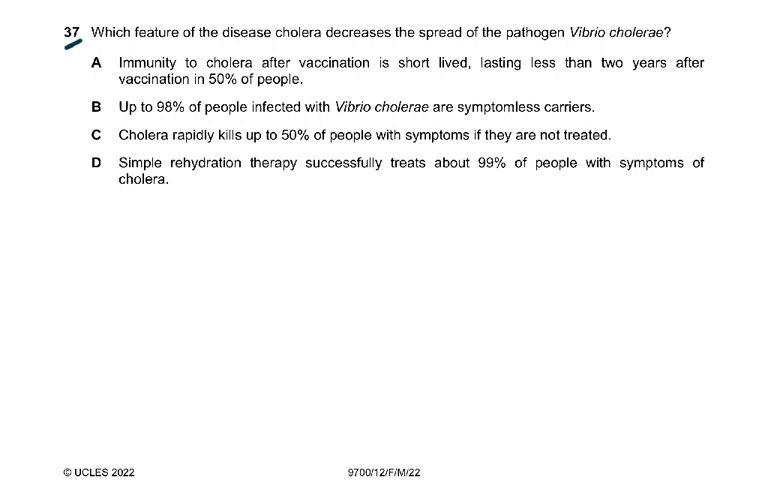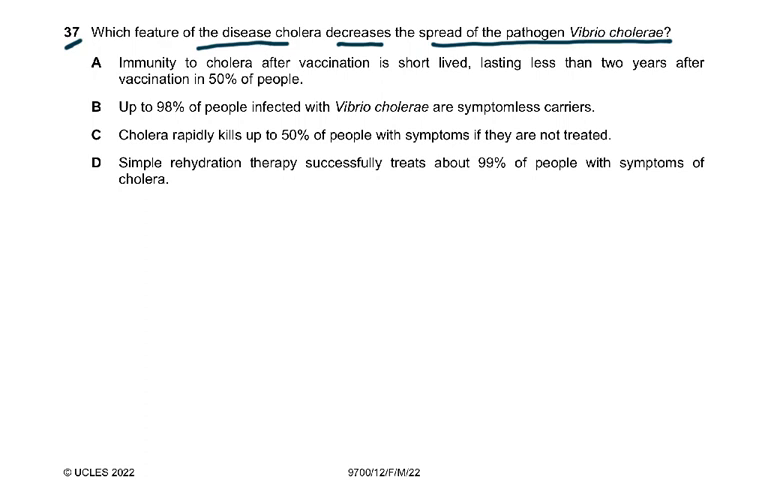Question number 37, which feature of the disease cholera decreases the spread of the pathogen Vibrio cholerae? So if somebody has cholera, what happens which will decrease the spread? Number one, A, immunity to cholera after vaccination is short-lived, lasting less than 2 years after vaccination. This will of course increase the spread, not decrease it. Up to 98% of people infected are symptomless carriers. So this is even more dangerous. This will increase the spread. You have to understand that if one is the decrease, the other also has to be the increase.